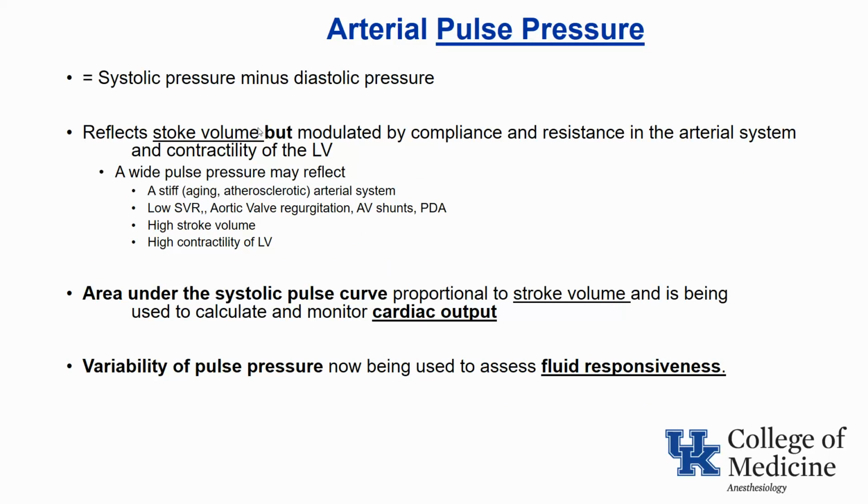The arterial pulse pressure is the difference between systolic pressure minus diastolic pressure. It reflects stroke volume, but is also modulated by compliance, resistance, and contractility of the left ventricle. The area under the systolic pulse curve is proportional to stroke volume and is being used to calculate and monitor cardiac output, which we will describe subsequently. The variability in pulse pressure is also being used to assess fluid responsiveness, which we will discuss subsequently.